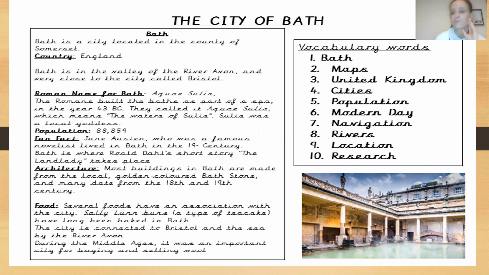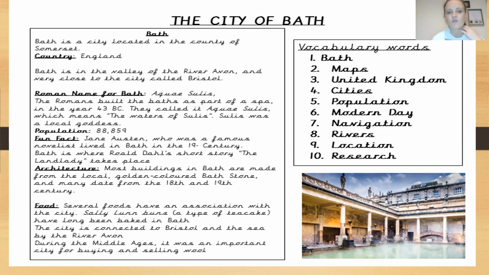88,859 people. A fun fact for you is that Jane Austen, the author, who was a famous novelist, lived in Bath in the 19th century. Bath is also where Roald Dahl's short story, The Landlady, takes place. The architecture: most buildings in Bath are made from the local golden-coloured Bath stone, and many date from the 18th and 19th century. So those are really, really old.